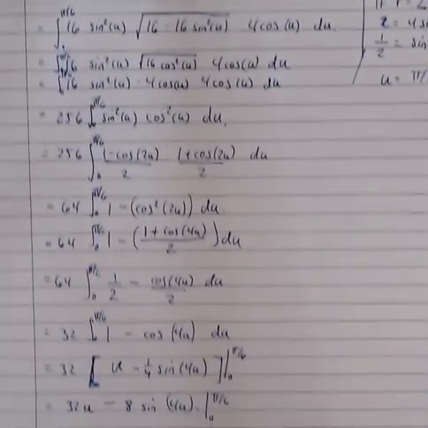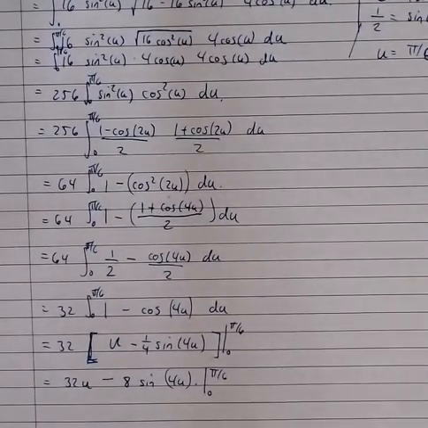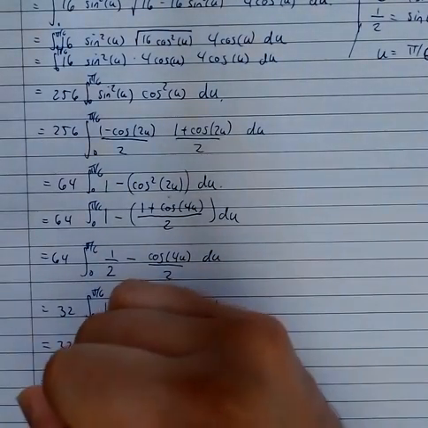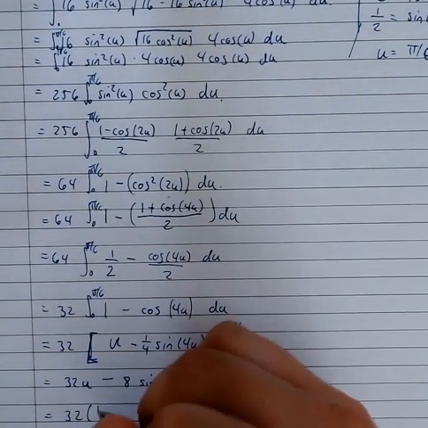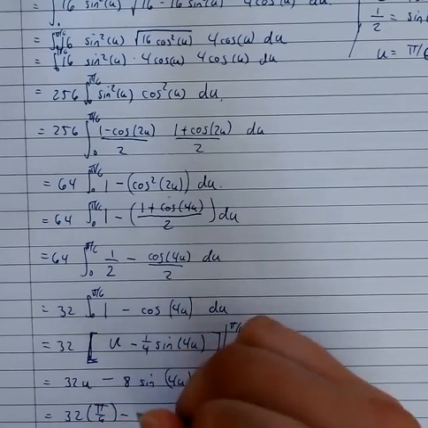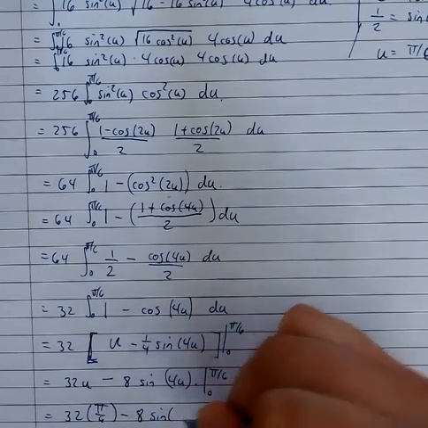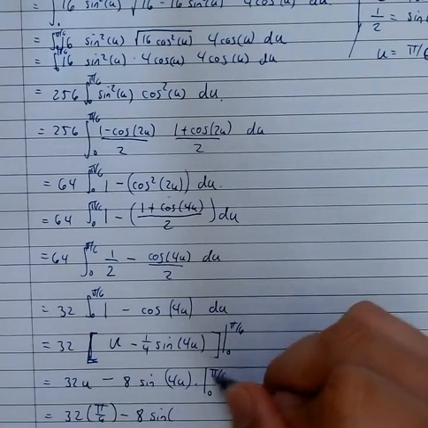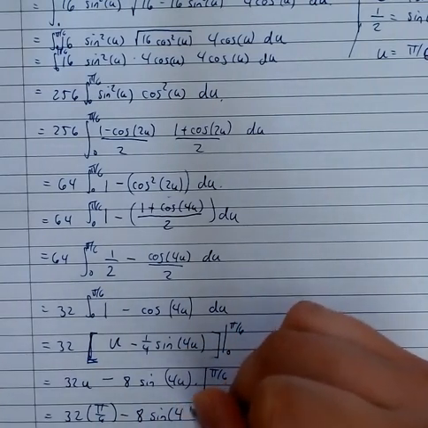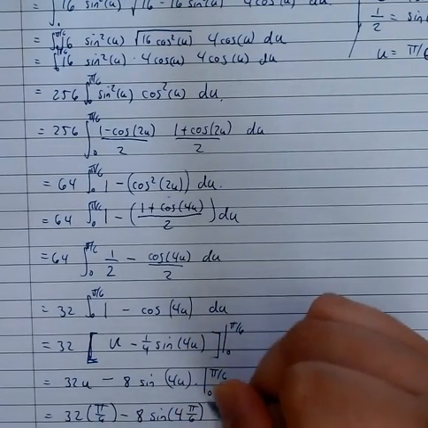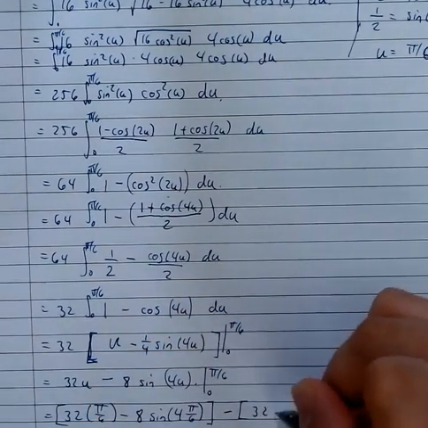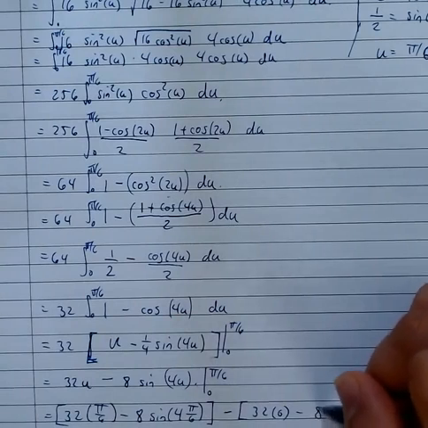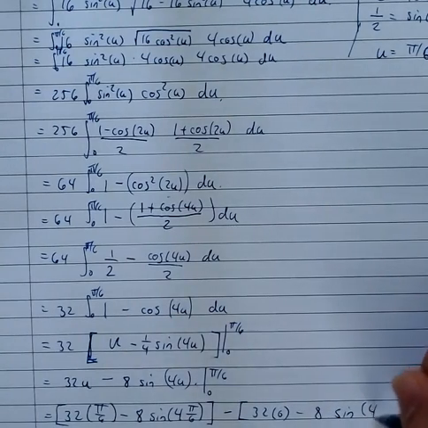So now we won't even need to back substitute. We just plug these numbers in directly. All right, so let's go ahead and give that a try. That's going to be 32 times pi over 6 minus 8 times sine of 4 times pi over 6, like that, minus 32 times 0 minus 8 times the sine of 4 times 0.